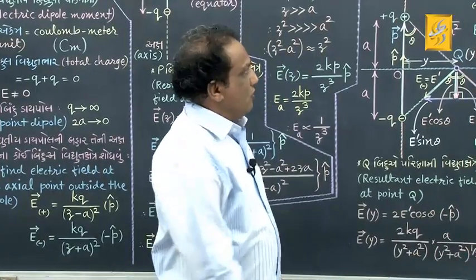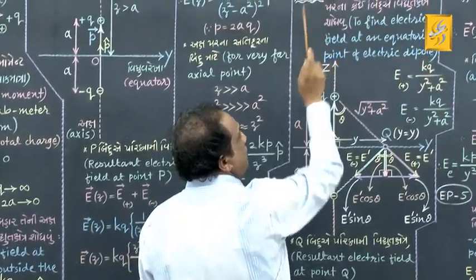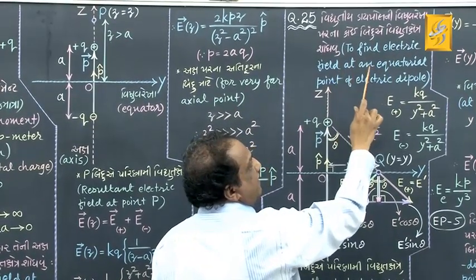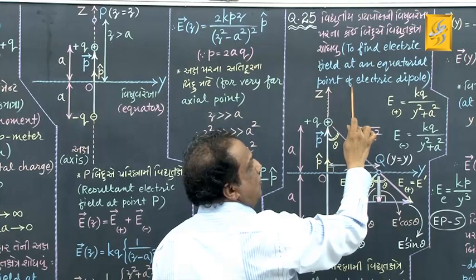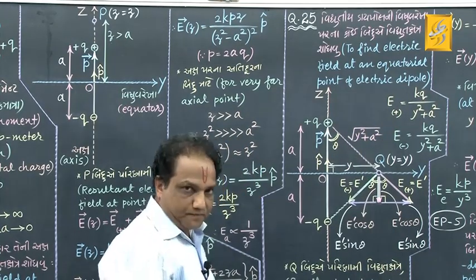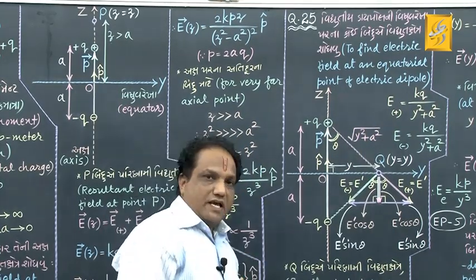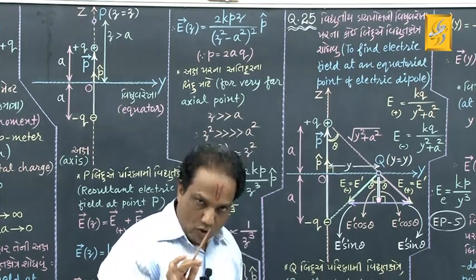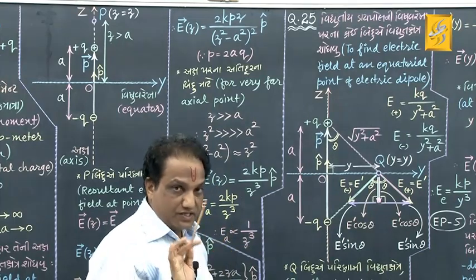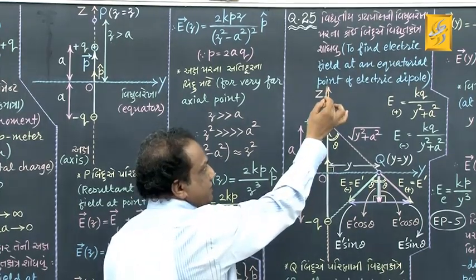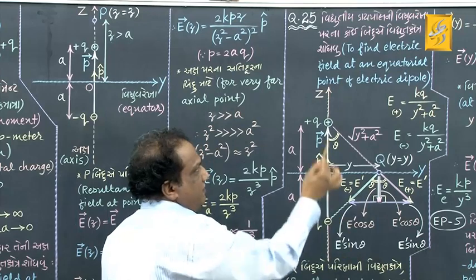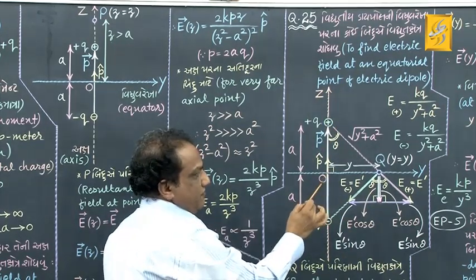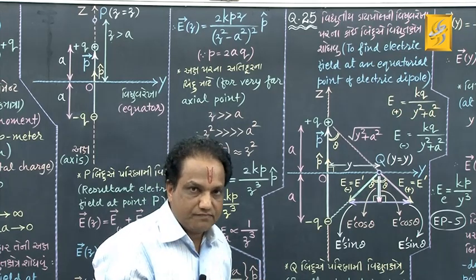Come on, now we go for question number 25. To find electric field at an equatorial point of electric dipole. Just like the previous question, here also we consider electric dipole in such a manner that its axis should coincide with z axis and its midpoint should coincide with the origin of coordinate system, correct?